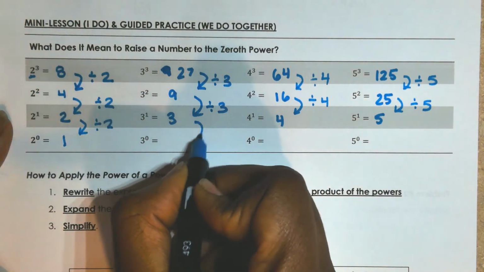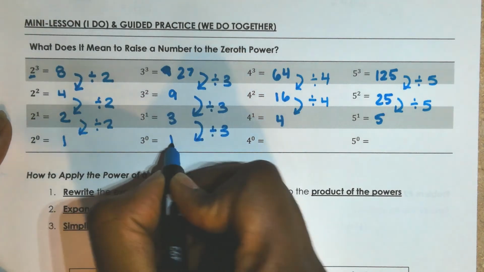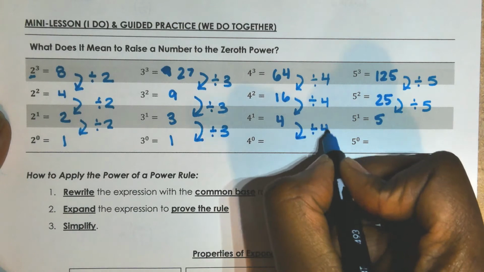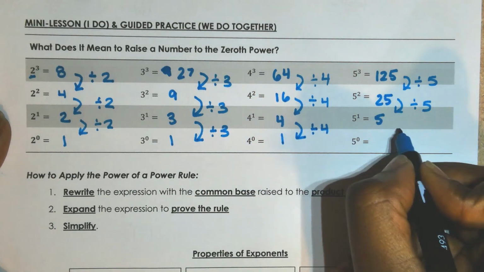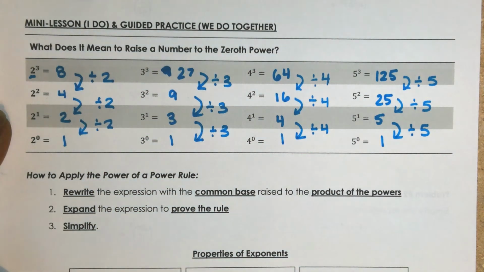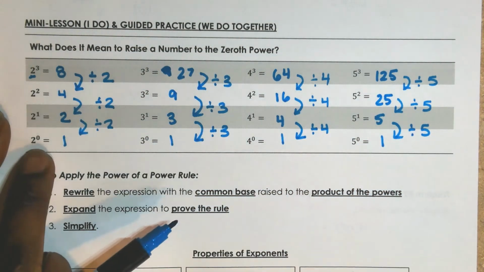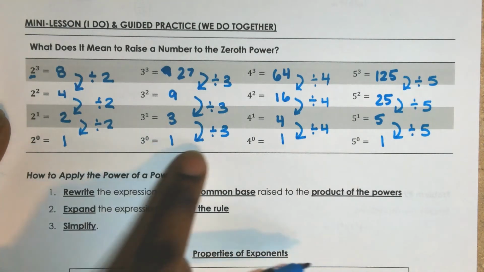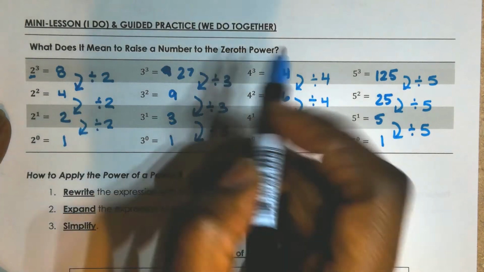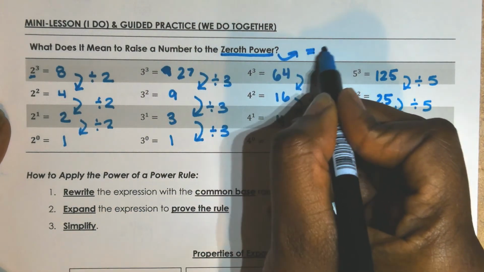And here we would divide by the base. 3 divided by 3 is 1. And by now you should see a pattern. Divide by the base. 4 divided by 4 is 1. And here, divide by the base. 5 divided by 5 is 1. So, this activity helps us see that no matter what the base is, whenever we raise a number to the power of 0, the 0th power, it is always going to equal 1.